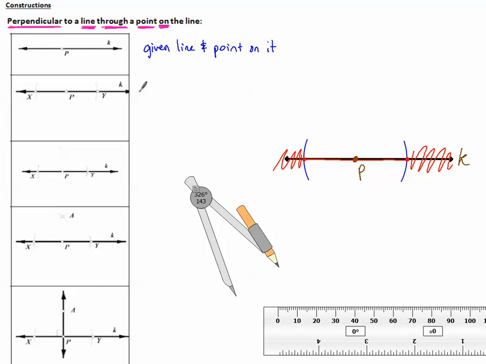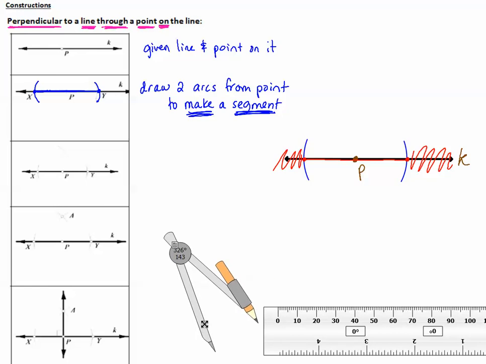Given the line, use the arcs, so draw two arcs or the entire circle from the point to make a segment. That's the big thing here, is we are making a segment. Now it's totally like what we did before. We have these two little arcs here segmenting this line. So now it's just this little segment that we've made, and now that segment is what we want to bisect. Now all the other parts are the same.